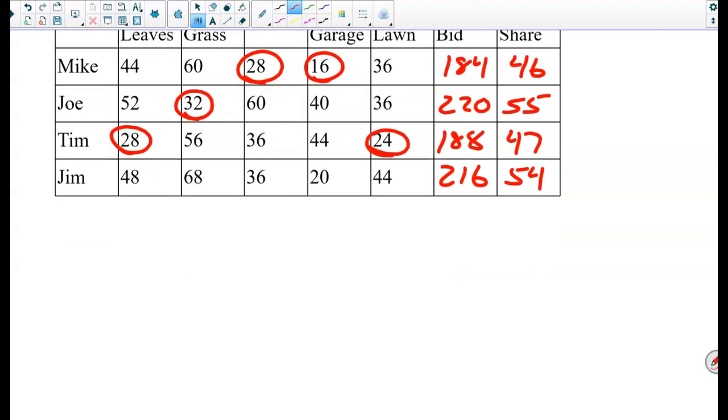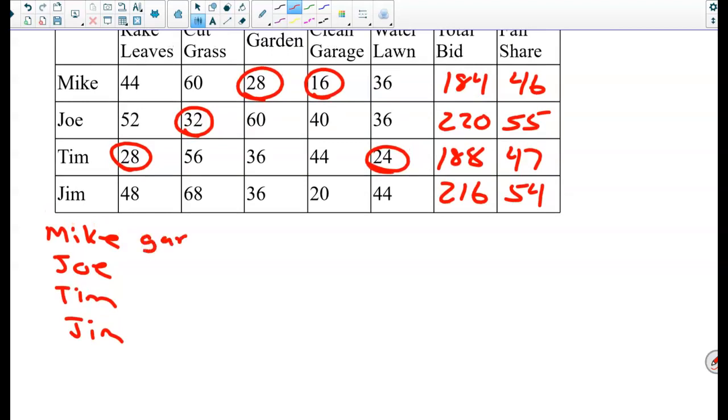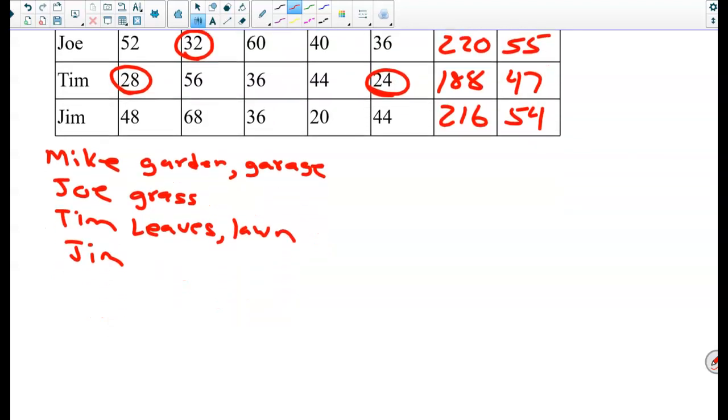My advice from here is this. I'm going to go Mike, Joe, Tim, and Jim. And I'm going to give the jobs away. Mike is doing the gardening and the garage. Joe has the grass. Tim has the leaves and the lawn. Jim does nothing. And I like to go right to my final answer and write the jobs down again.